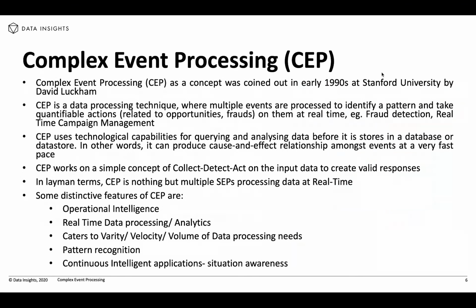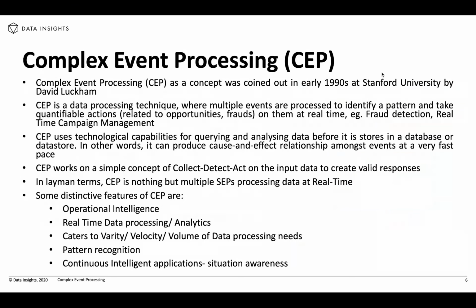Just imagine that you have a series of simple event processing flows happening at the same point of time in a centralized engine. That is the layman definition of complex event processing. You're processing a lot of heterogeneous data and creating insights out of it in real time. For example, a fraud detection system. In a fraud detection system in any domain, let's take retail banking, you have multiple systems running at the back of it.